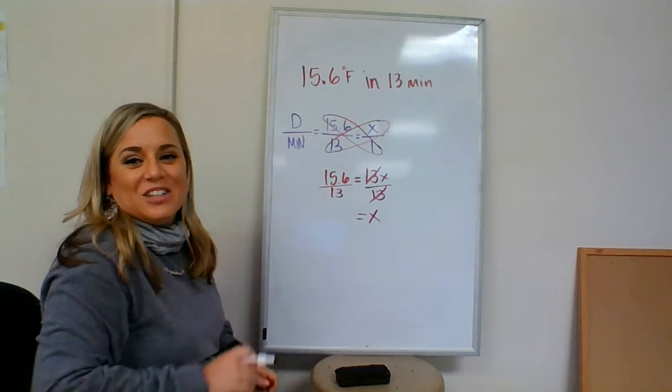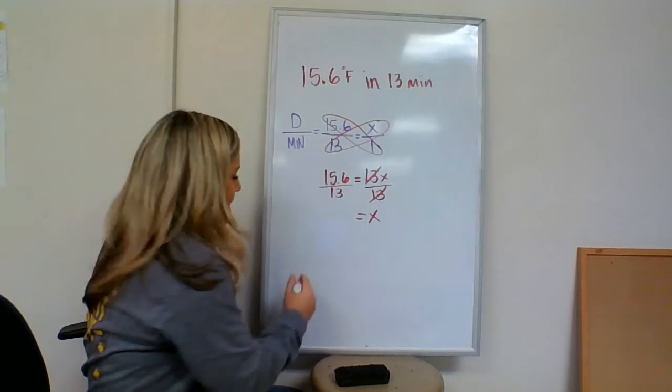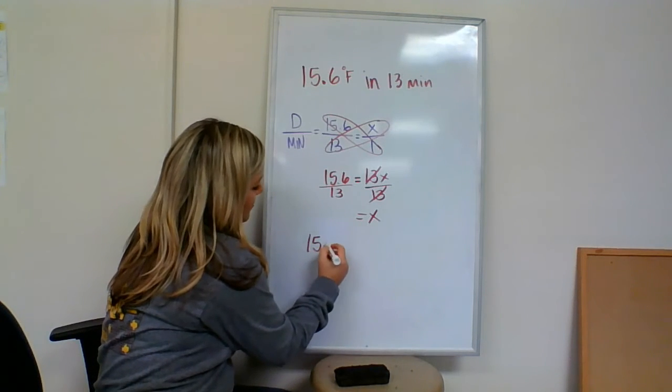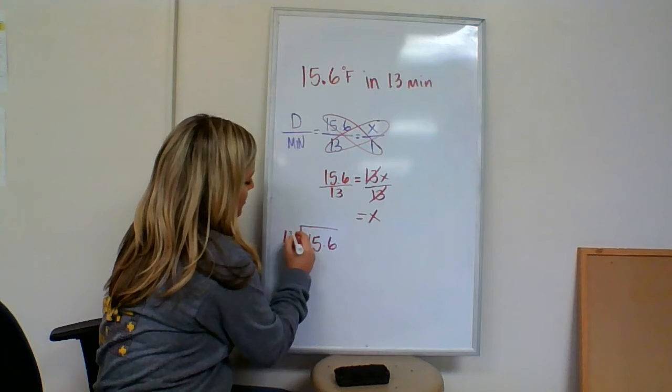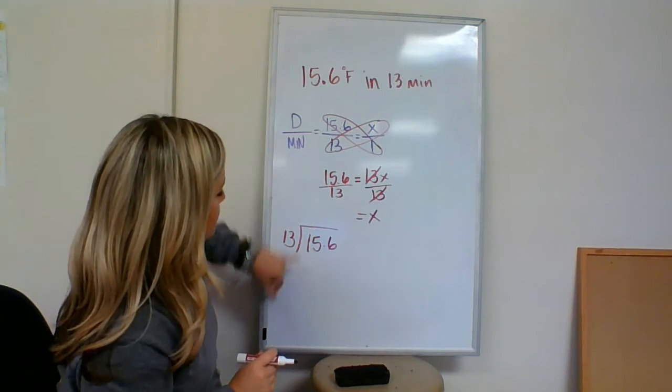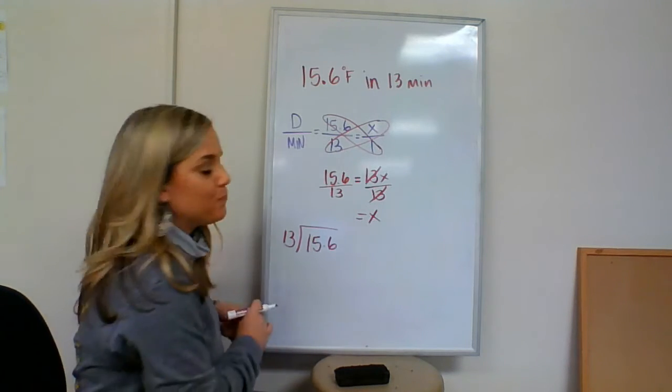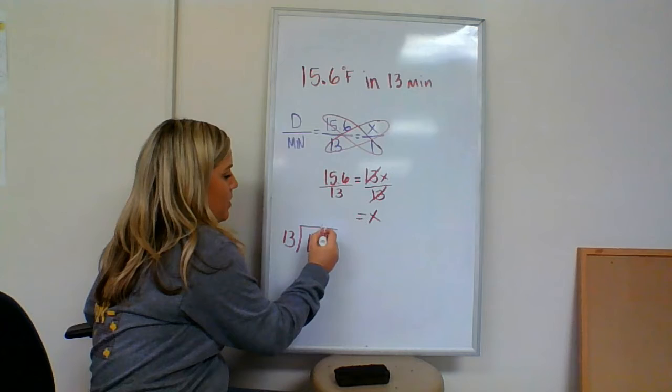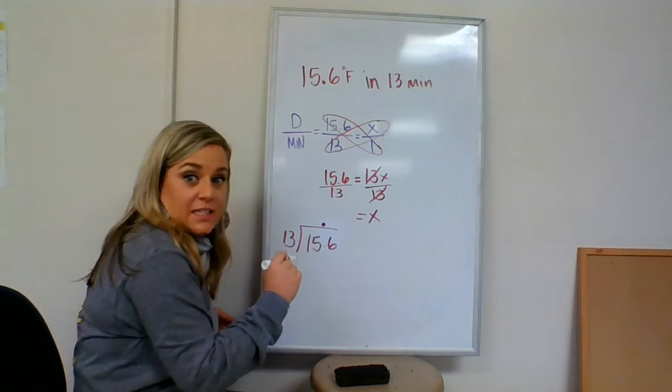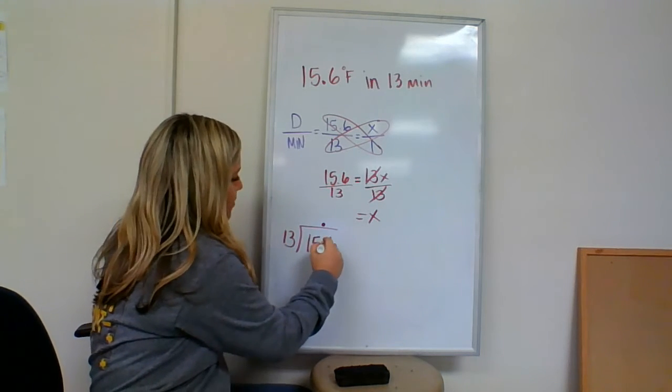Okay? Sure wish I could use a calculator right now. All right, so 15.6 divided by 13. We're T-bowing it. Top number goes in the division box. Bottom number goes out. Okay, got to bring up my decimal. Muy importante to do that. Okay, got to bring that up.